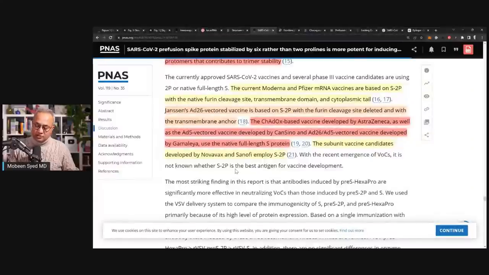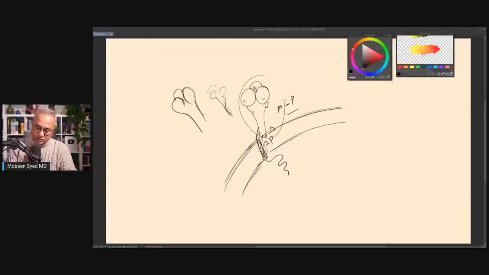Now, let's look at Johnson & Johnson. The subunit vaccine candidate developed by Novavax and Sanofi employs S2P. Sorry, did I say Johnson & Johnson? I meant Novavax. Johnson is here. So Novavax has S2P. So what do we have? Moderna and Pfizer, 2P. Janssen, or Johnson & Johnson, 2P, with the furin cleavage site deleted. I somehow missed that part. So Johnson & Johnson has this 2P as well, but this furin cleavage site is removed.